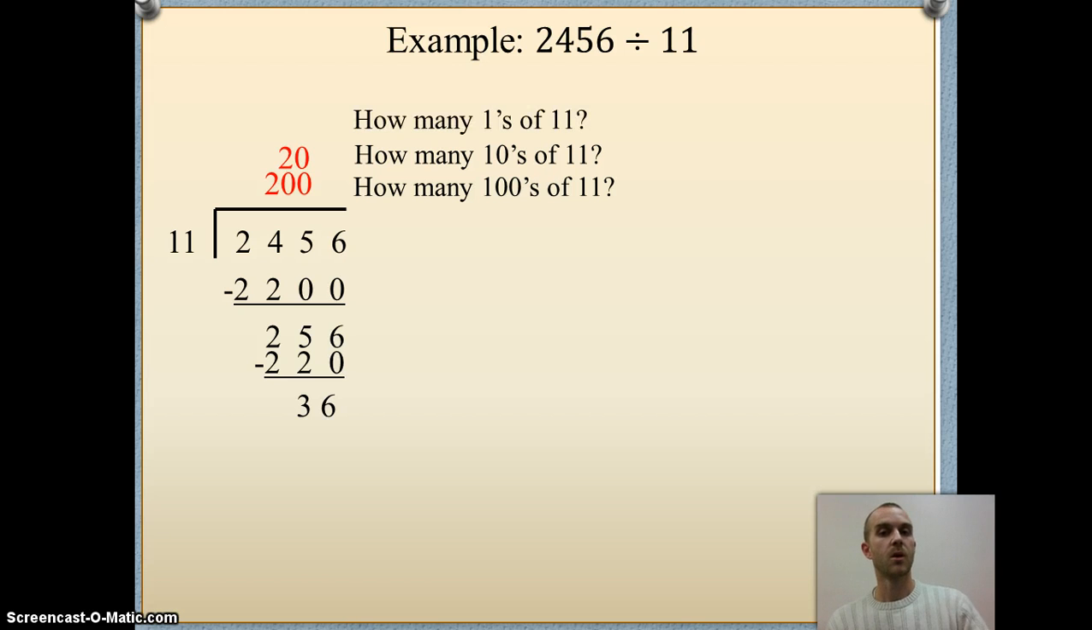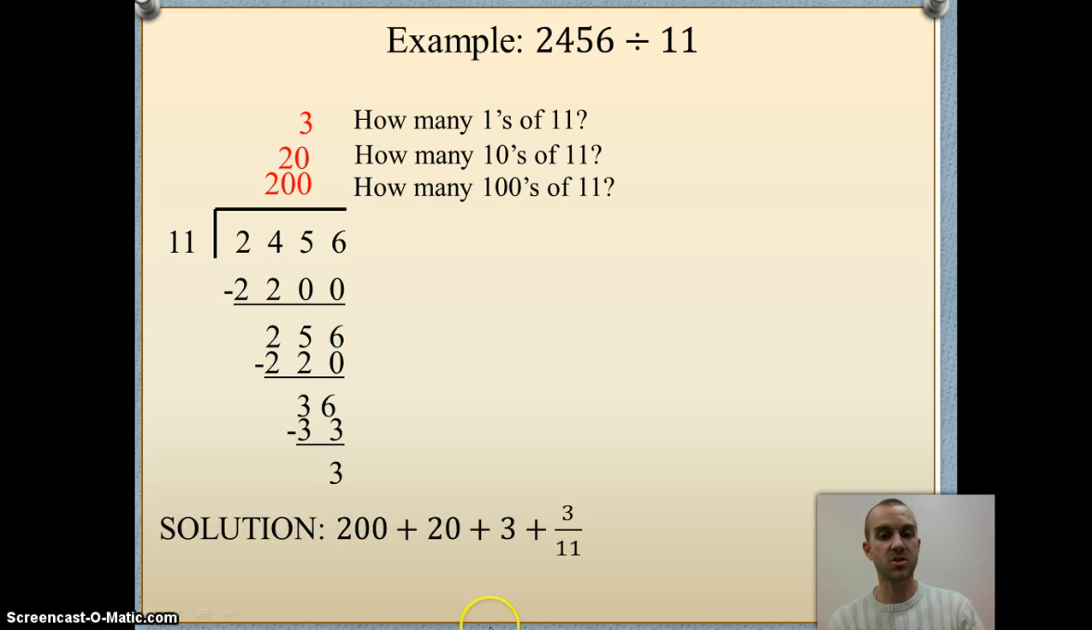Now, can I do 1 times 11? Yes. 2 times 11? Yes. 3 times 11? Yes. 4 times 11? No. So I have to stop at 3. 3 times 11 is 33. This leaves me with a remainder of 3 in this problem. So I would know that my solution would be the 200 plus the 20 plus the 3, with my remainder of 3/11, so 223 and 3/11.